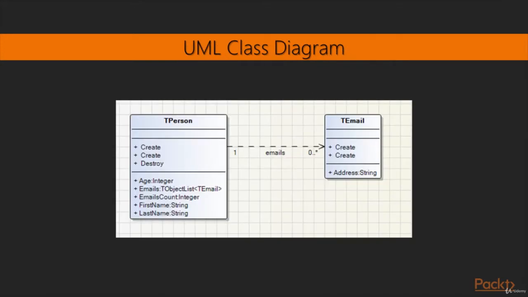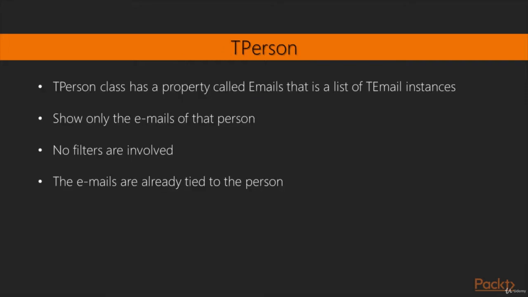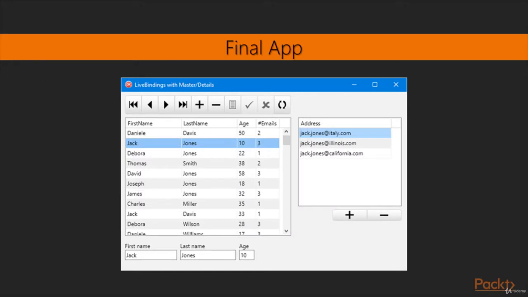Now, we will see the simple UML class diagram generated by Delphi. The main list of objects contains the TPerson instances. Each TPerson instance, as shown in the preceding image, contains a variable number of emails. So the TPerson class has a property called Emails that is a list of TEmail instances. Instead of filtering all the emails and showing only the emails related to the selected person, as usually happens in classic SQL programming, you'll show only the emails of that person. No filters are involved. The emails are already tied to the person. In this video, the difference between the TDataSet approach and the object-oriented approach will be clear.